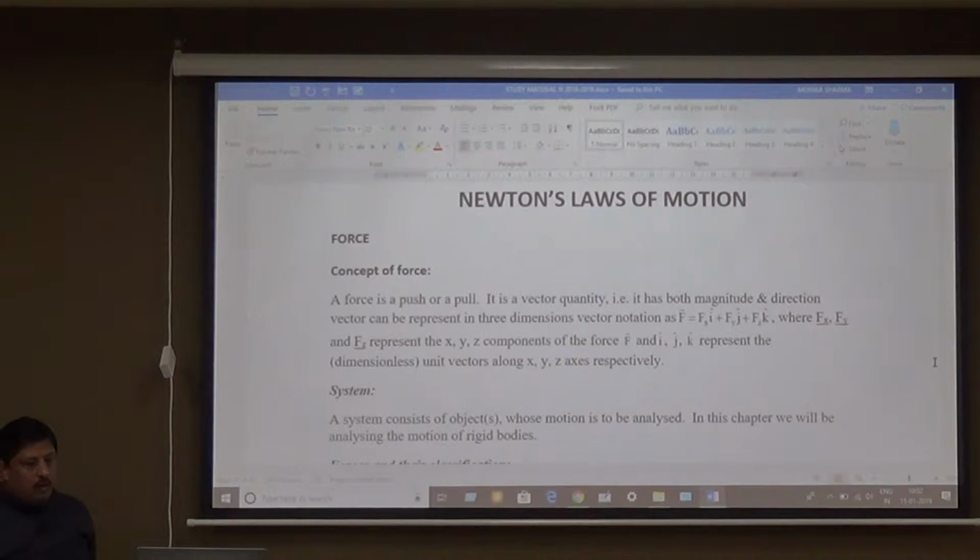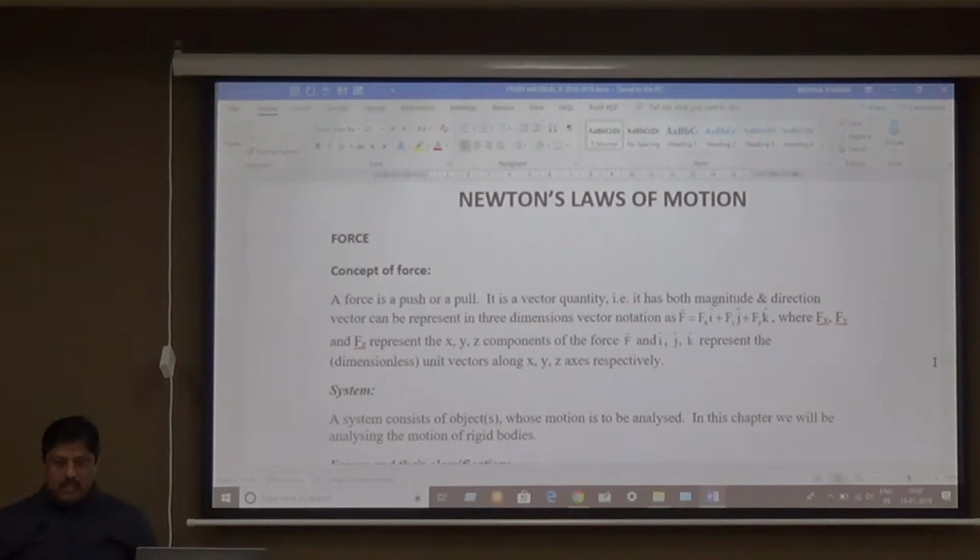As you already know about vectors in 2D and vectors in 3D, the F vector is equal to Fx i cap plus Fy j cap plus Fz k cap. This is the force applied by any body in three different directions, where Fx, Fy and Fz are the x, y, z components of force. It has some dimension.